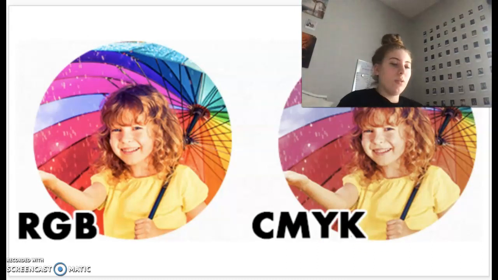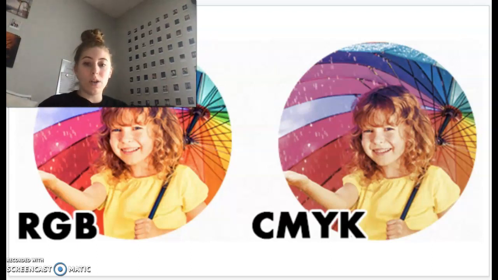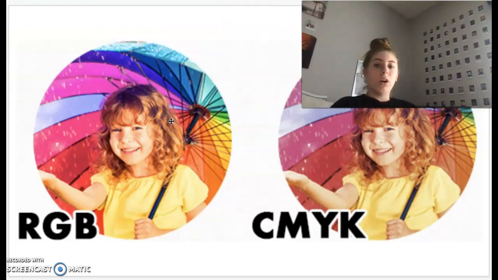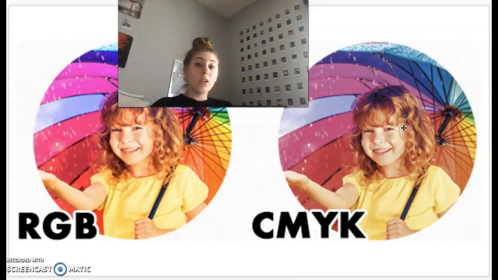So let's compare the two. RGB, in this photo, you can see the umbrella is very light. The colors on the umbrella are very bright and they pop out at you, versus the CMYK picture. The colors are there on the CMYK, but they are not as bright as on the RGB. On the RGB, you can also see in her hair that there are highlights where the sun is hitting her hair, and you can really see those colors pop. Whereas on CMYK, those highlights are there, but they're definitely not as bright as on RGB.